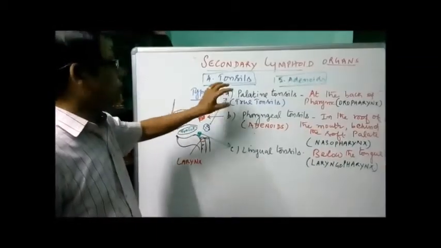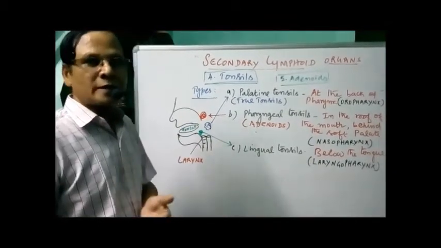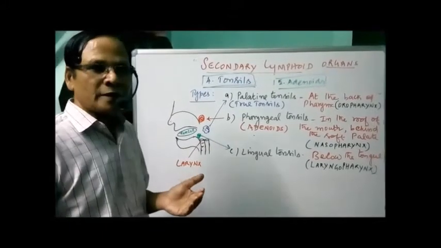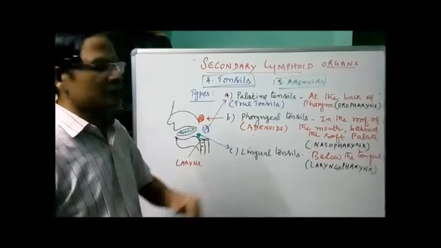Now I'll take the first one, the palatine tonsils. Out of the three tonsils, the palatine tonsils are the two tonsils. So it is nothing but a pair of soft tissues, as I mentioned earlier, present in the back of the pharynx.